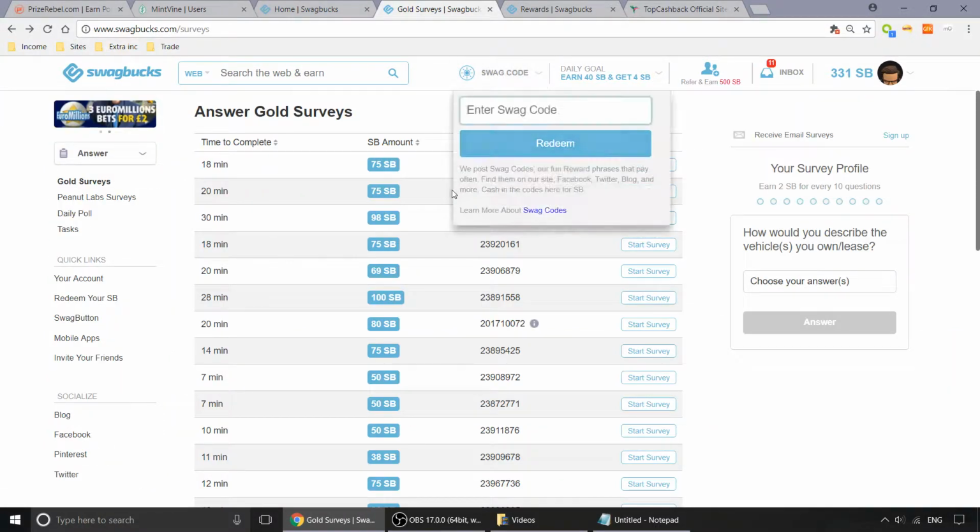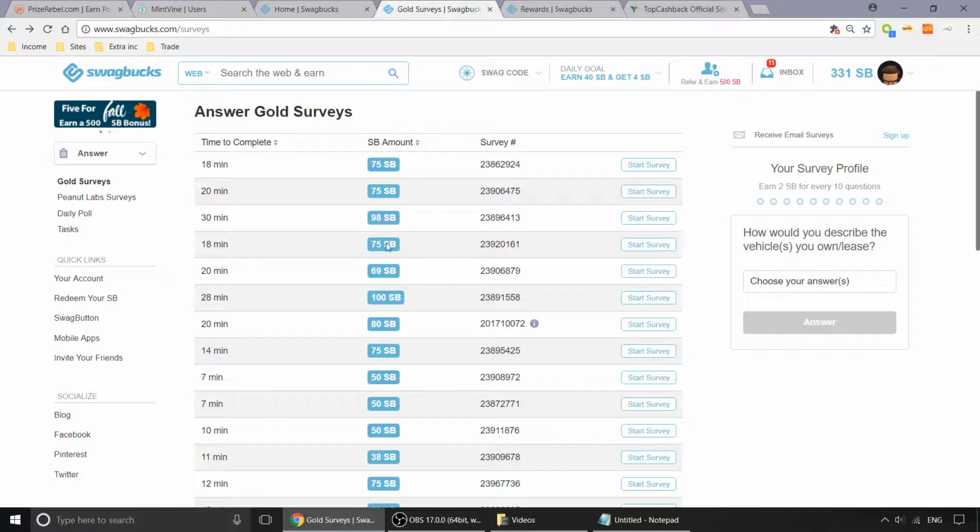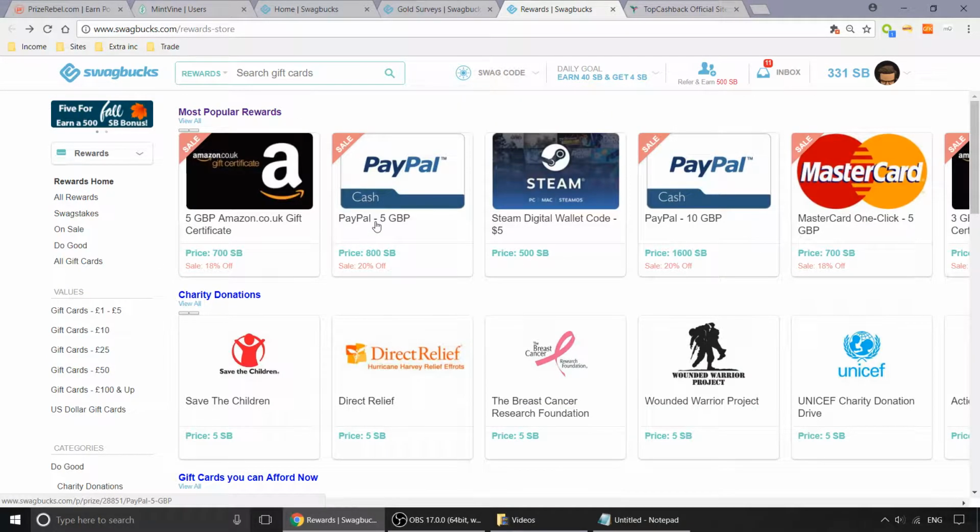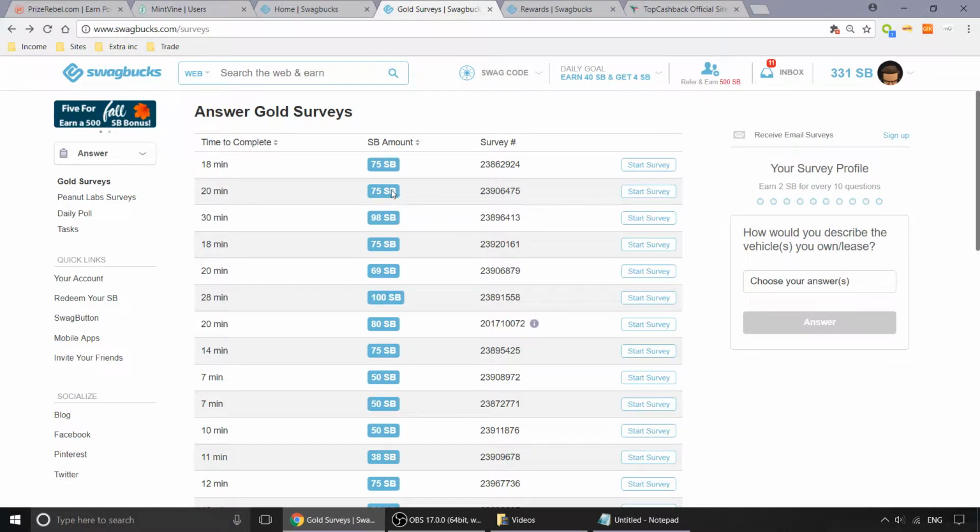On the surveys page, you can see how many Swagbucks you get per minute. But for me, £5 is 800 Swagbucks, so one Swagbuck is well under a penny. So these are pretty awful pay, really. 100 Swagbucks, that's like 70p for 28 minutes. I'm just never going to do that.